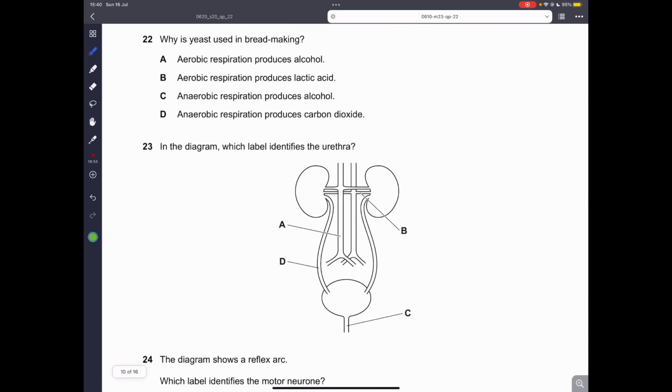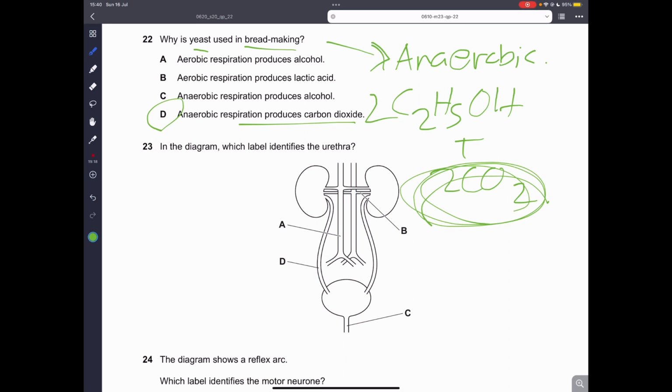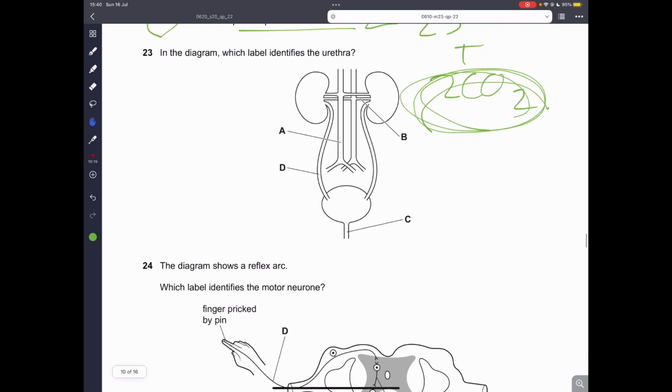Question 22. Why is yeast used in bread making? Yeast is used in bread making because of one function, its anaerobic respiration. It produces ethanol and the very important gas, CO2. The CO2 will make the bread rise up, and this is the process of making bread.